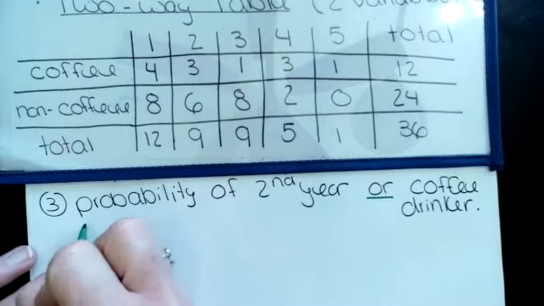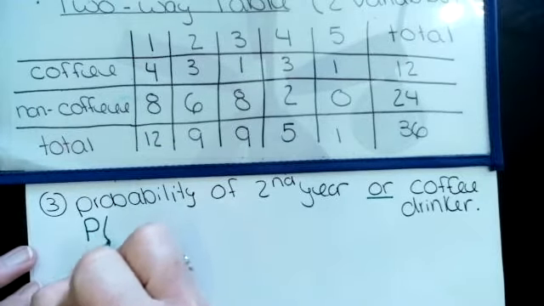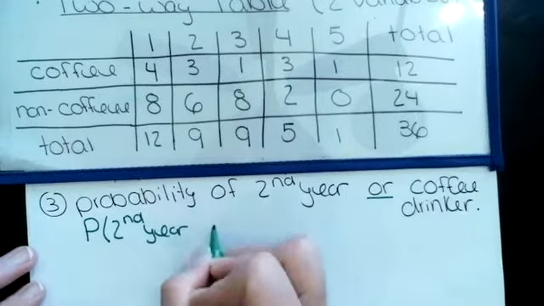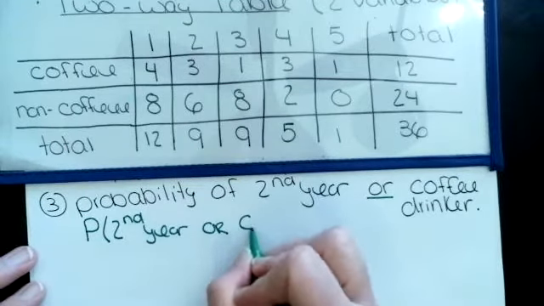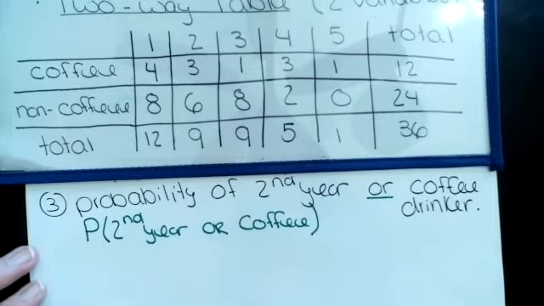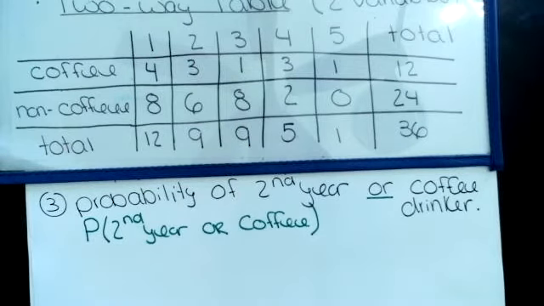So what this means is I'm going to write this as probability of second year, and I'm just going to write the word "or" coffee. And I think that gets my point across. I'm interested in the probability that if I randomly select one student out of the class, they are either a second year student or a coffee drinker, or they could be a combination of both, but they're at least one of those, okay?